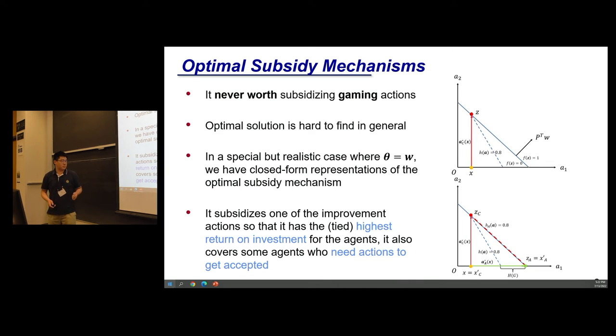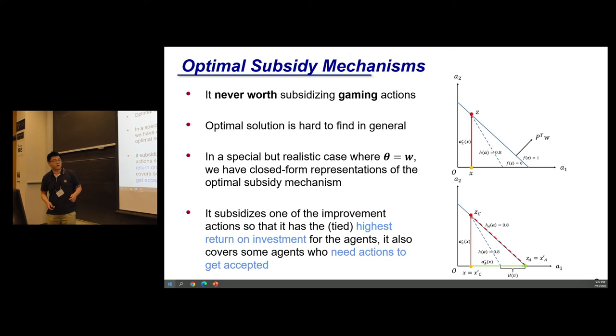So the optimal subsidy mechanism will subsidize one of the improvement actions so that it has the tight highest return on investment for the agents. It also covers some of the agents who need actions to get accepted, and more specifically, it will target agents that have positive individual subsidy surplus if the decision maker is the mechanism designer.